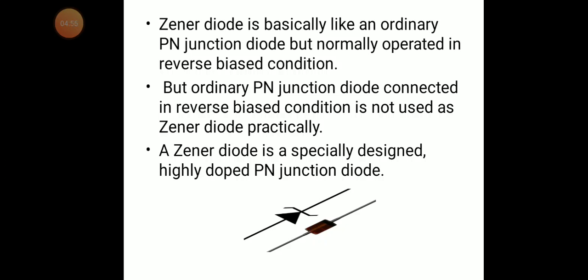The symbol of the Zener diode is like the PN junction diode only. The difference is that the line on the diode is indicated as a Z, as shown in the figure. Z stands for Zener diode. So this is called a Zener diode. You can see the symbol of the Zener diode.